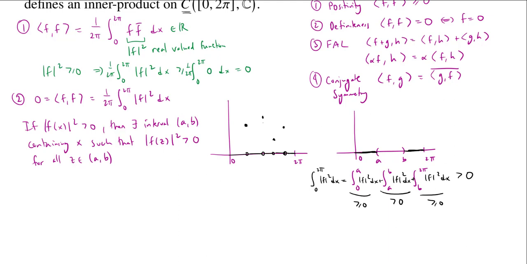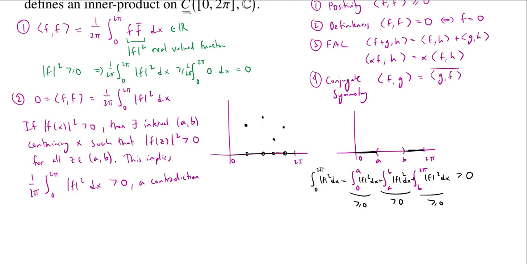And that would violate our assumption, right? We actually know, well, okay, divide by 2 pi, that doesn't change anything. All right. Okay, so this implies that 1 over 2 pi times the integral from 0 to 2 pi of the square of the length of f dx is greater than 0, a contradiction.